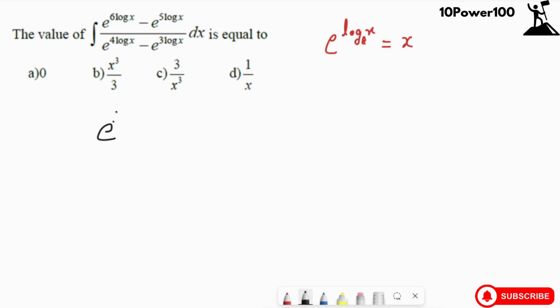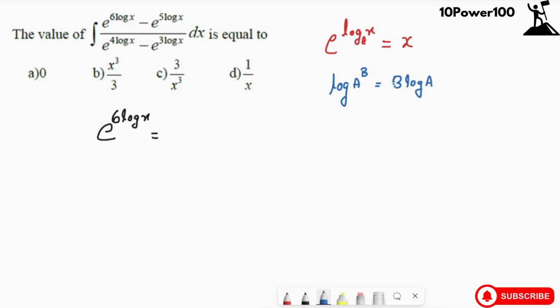Now if you observe our question, the question says e power 6 log x. If it was only e power log x like this, we would have written x. But here we have 6 log x. So for that, there is one more property, that is log a power b. Log a power b is equal to b log a.